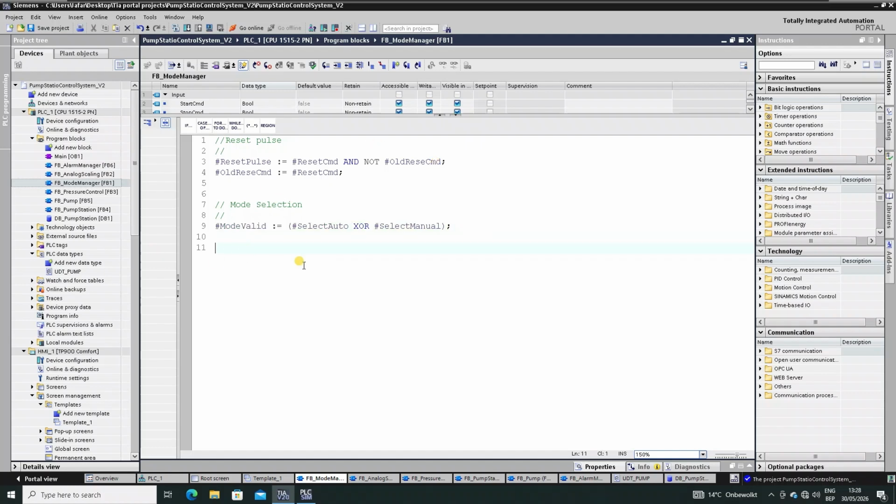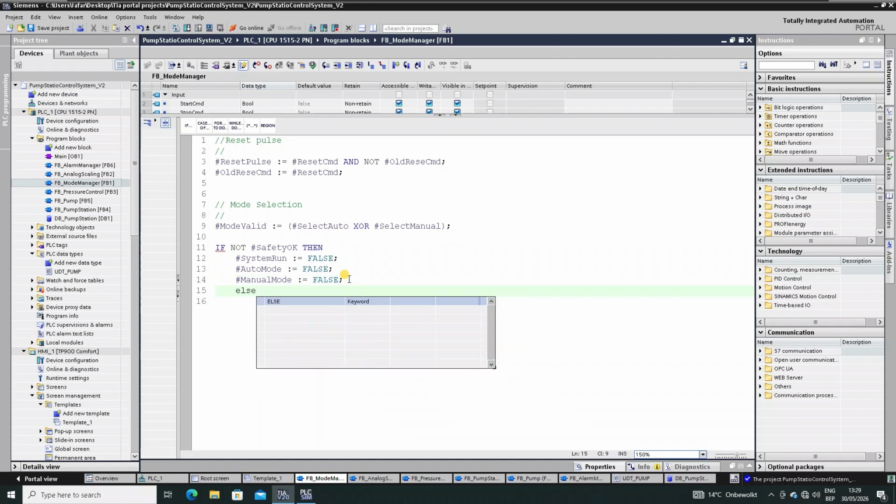After that, we check the safety condition. If not SafetyOK, then SystemRun equals false, AutoMode equals false, ManualMode equals false. If SafetyOK is false, the system must stop immediately. In that case, SystemRun, AutoMode, and ManualMode are all forced to false. This is very important because safety always has the highest priority. If safety is OK, then we continue with the normal start and stop logic.